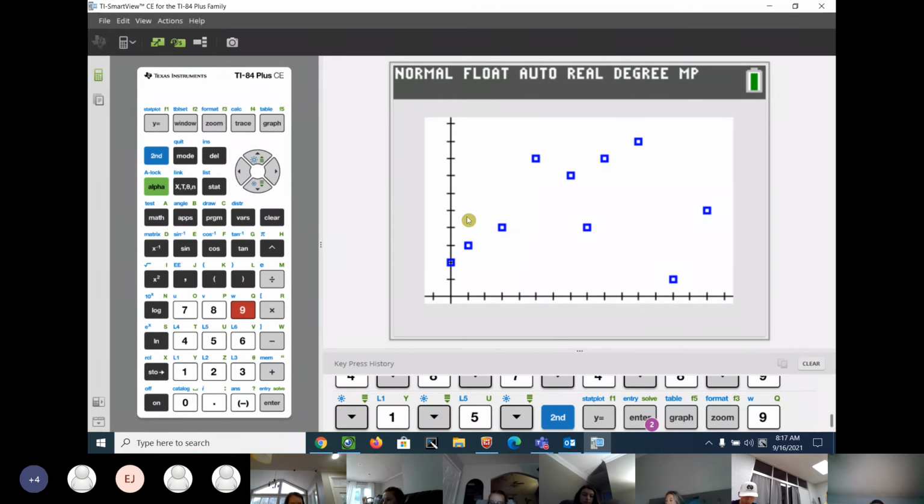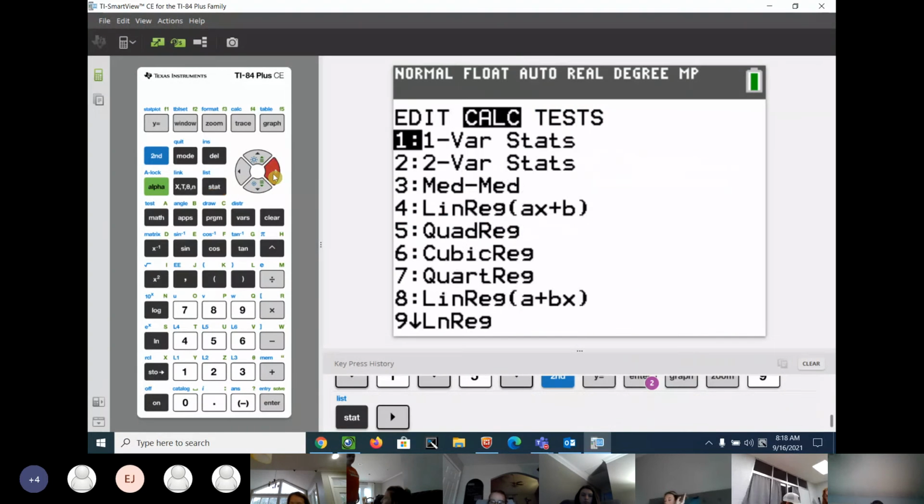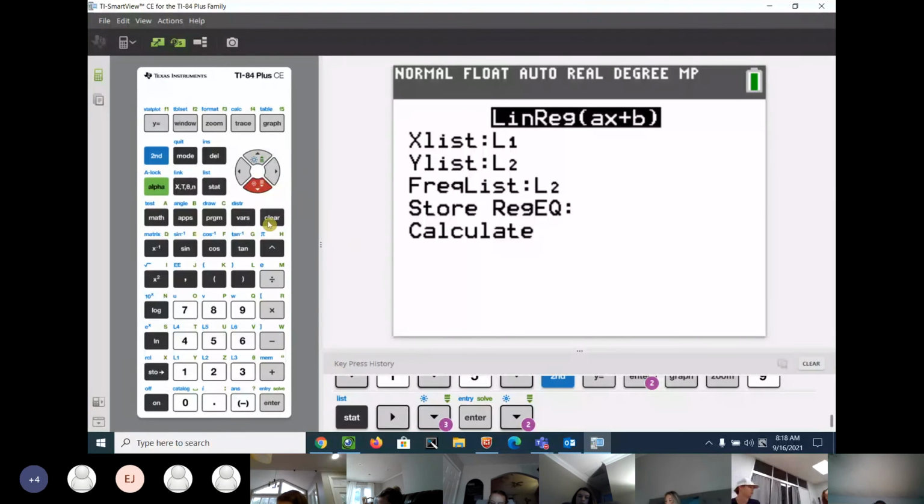So now we got to find the best fit line. Good gosh, how do we do that? Well, let's go to Stat, Calculate, and Linear Regression. Write that down, linear regression. Hit enter. It automatically defaults to L1 and L2. I usually take that frequency list off and calculate.